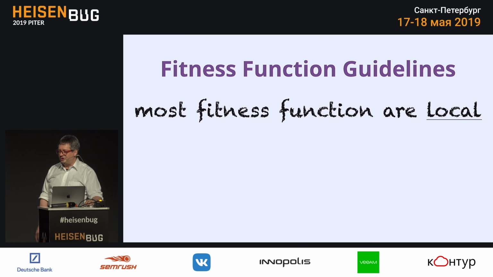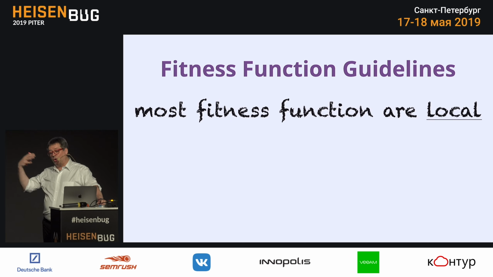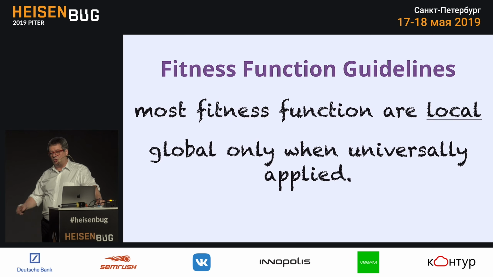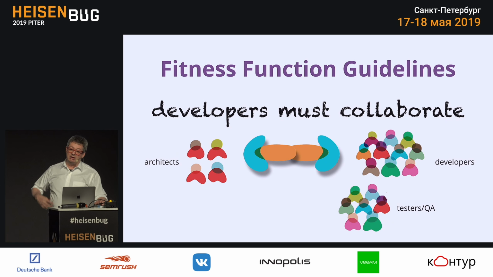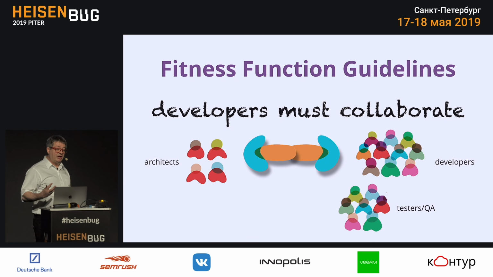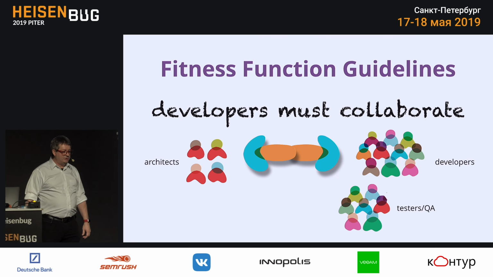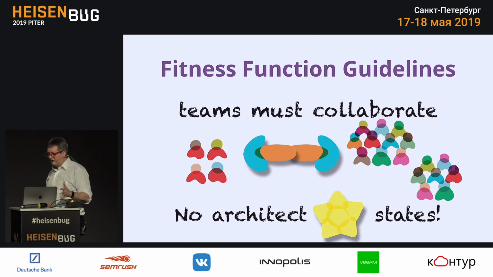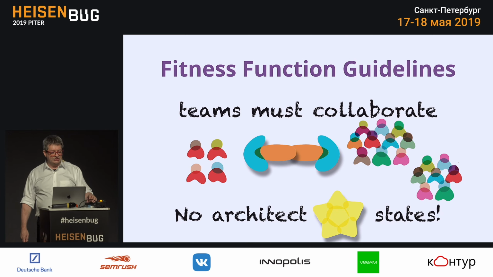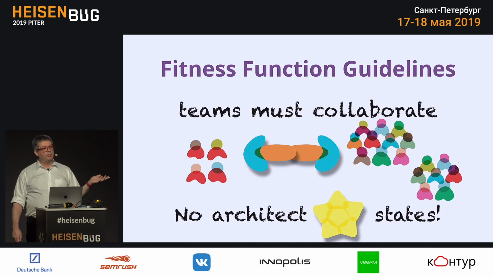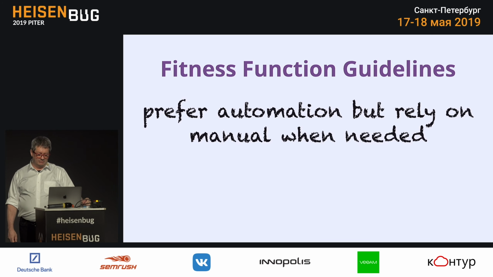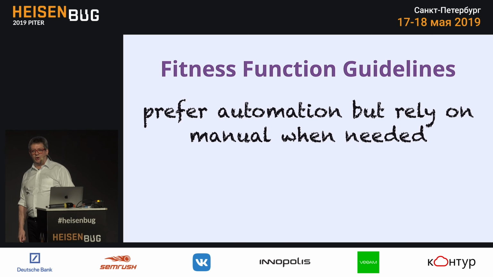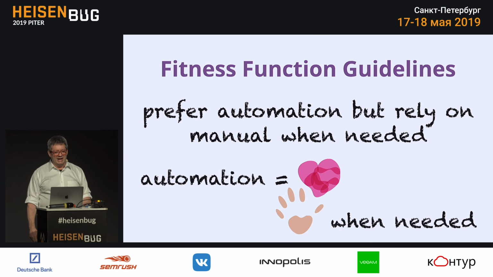So a few final observations here. Most fitness functions are local to projects, and they're global when you can apply them to every single project. So we're trying to avoid creating architect police states here. We also want teams to collaborate on this as well. For architects, developers, testers, QA, business analysts, all should collaborate on this. Again, we're trying to avoid this kind of architecture police state. We're giving architects a sharp tool here, but it's a tool to protect architecture, not build a very locked down world. We obviously prefer automation here, but can rely on manual when needed.